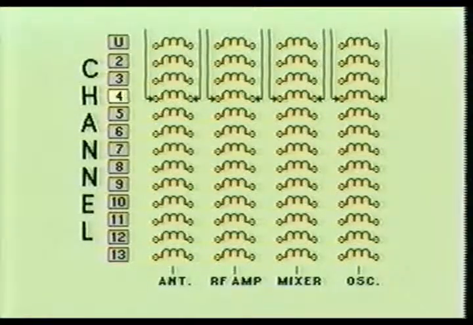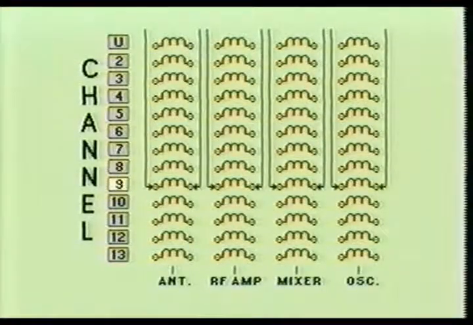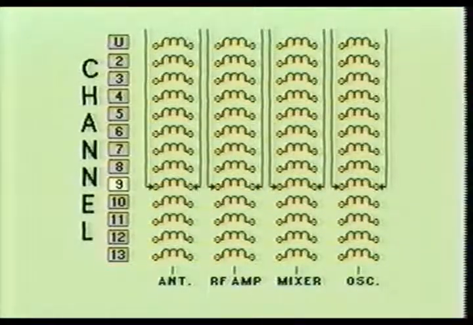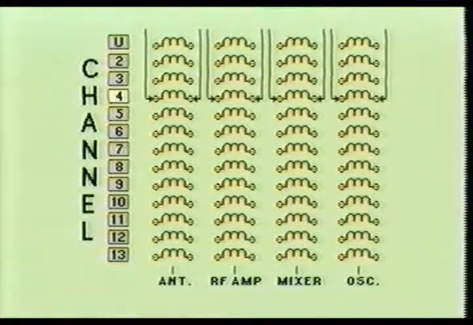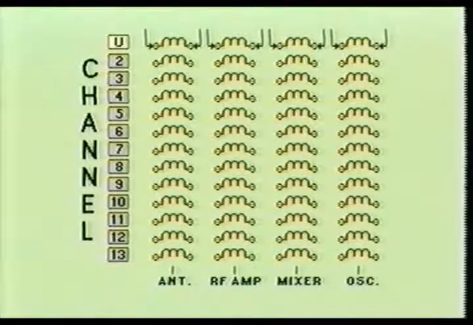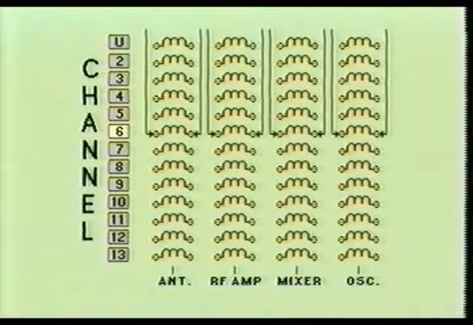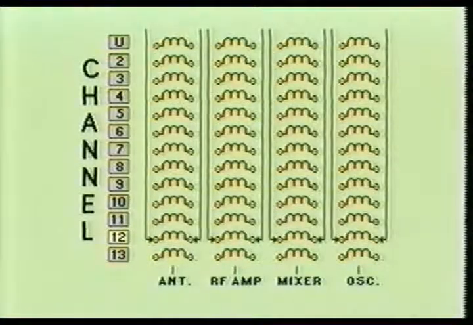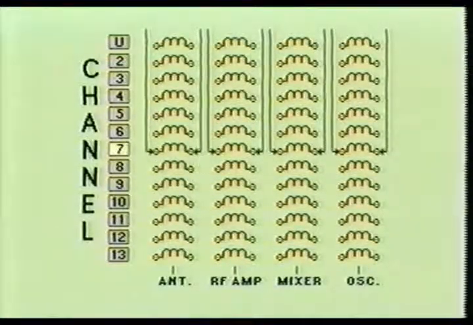Basically, the drum switch was designed so that as the tuner shaft was rotated from one channel to the next, a group of tuned coils would be connected to the appropriate circuits within the VHF tuner. Each time the shaft was rotated, a new group of coils would be inserted or connected to the RF amplifier stage, mixer stage, and oscillator stage.